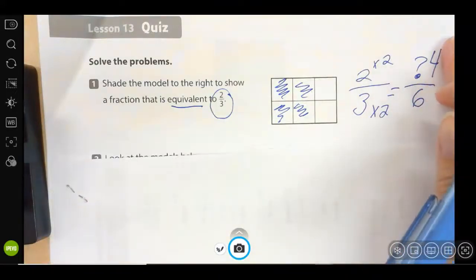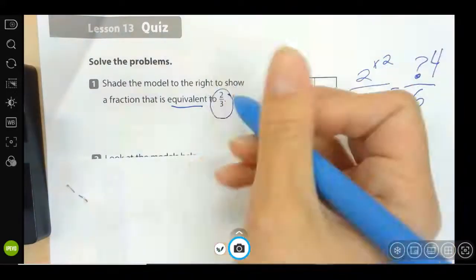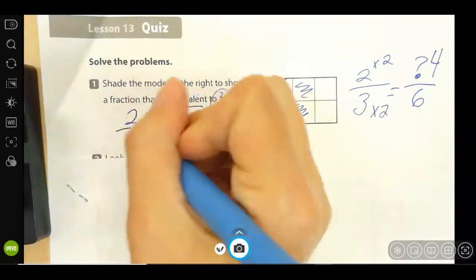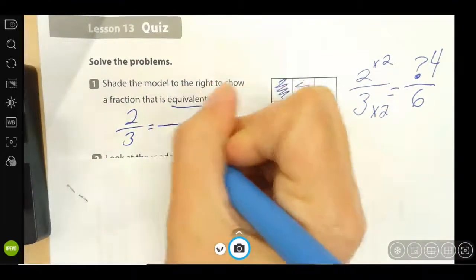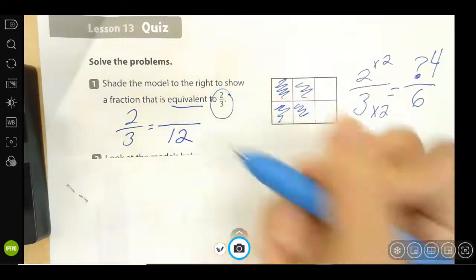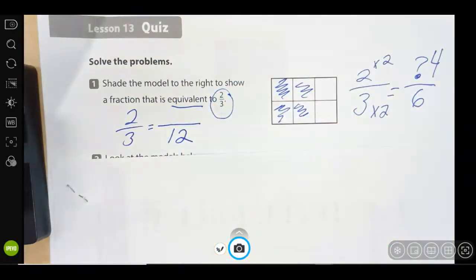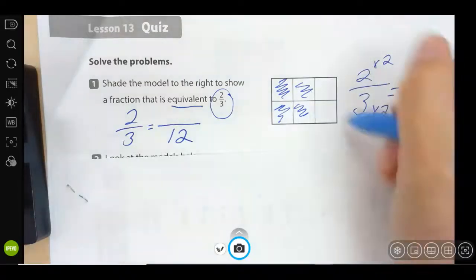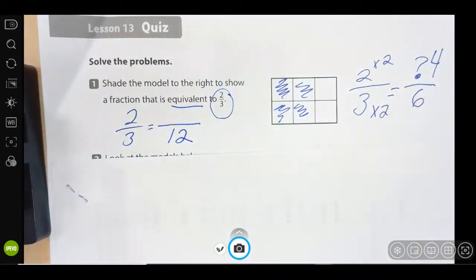Now, for example, if it said 2/3, but there were 12 squares, how would I find that equal fraction if there was 12 of these squares drawn? Rylan? Can I come to the board and do it? Yeah, sure, go ahead. You can use white.